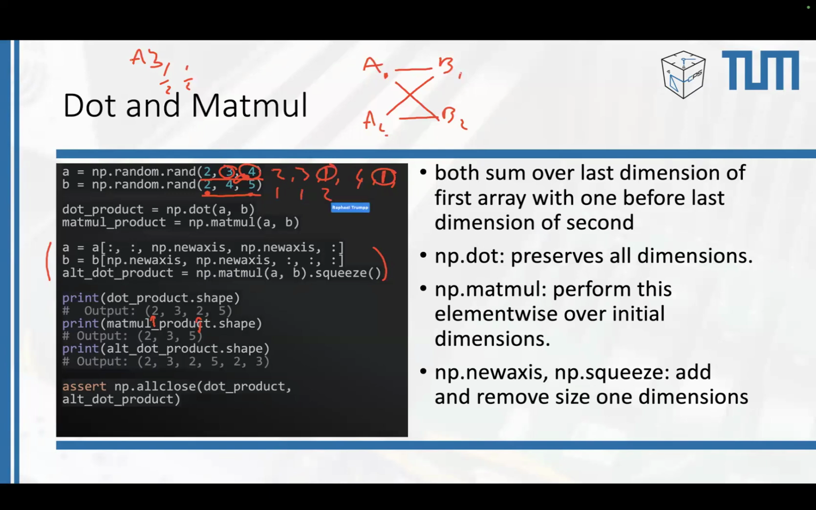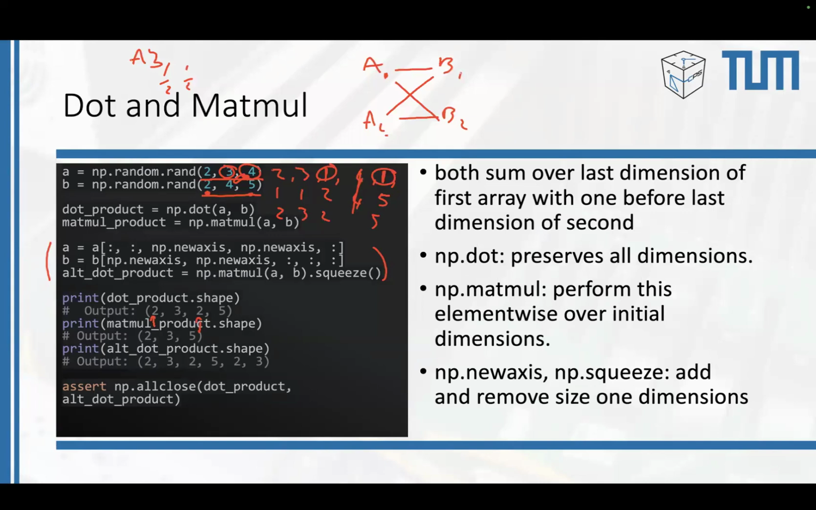The 4 is contracted, and then you have 5. Right? In the end, you see the 4 gets contracted, so it goes away, and you get 2, 3, 2, 5. Does this make sense? What's going on here?